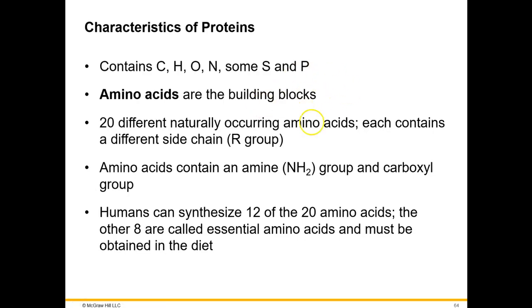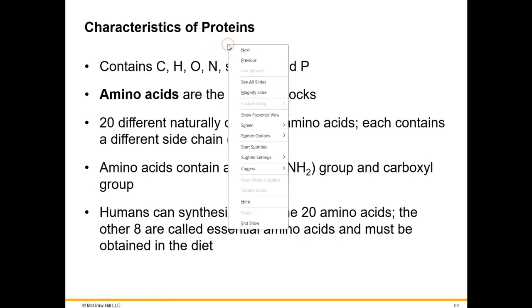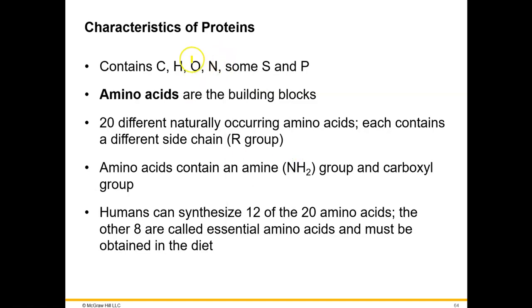This is the last recording for Chapter 2. I try not to make the recording so long, but it's just a lot of information in this chapter. So we're going to talk about proteins.